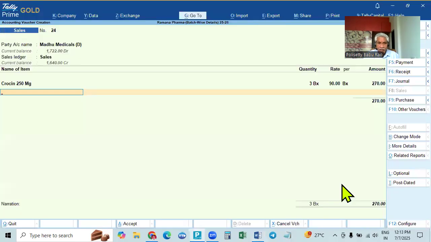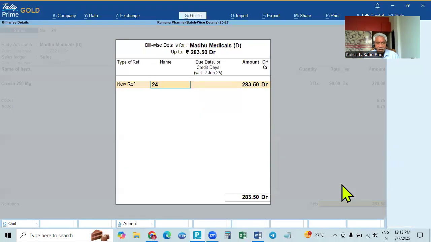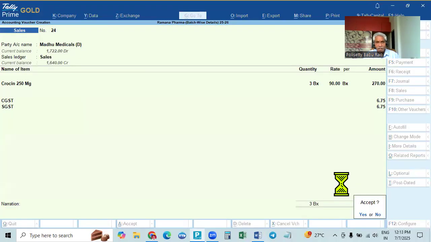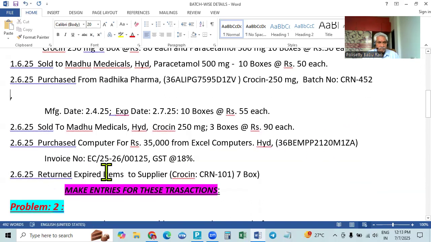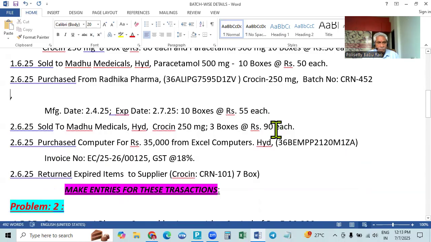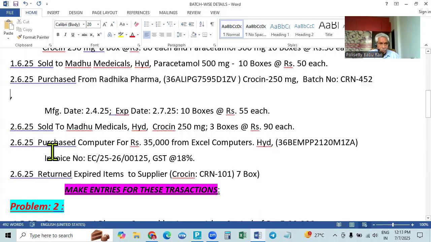Okay. Now come down, CGST, GST. The invoice number is 24. Previously some entries are there. And then 55. Then sold to Madhu. And then 2655, same date, again now. So this is all the goods. Now in the 2655, we will see this here.